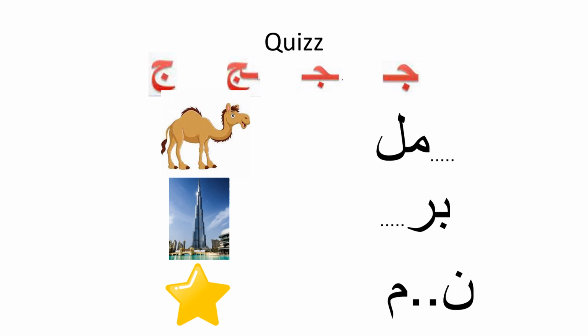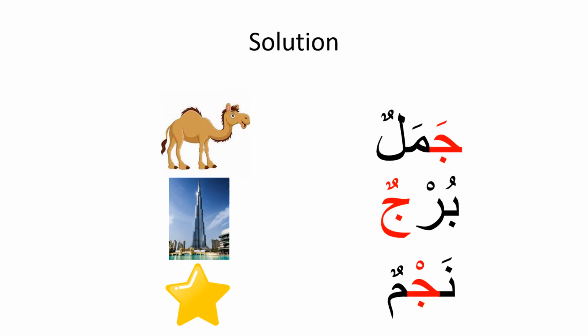For Jamal, we add this letter, Jamal. For Burj, we add this letter. We are not connecting it to the Ra because we don't connect the letters with Ra. And at the end, we have Najm. Najm, we can put Jeem at the middle of the word. So this is Najm. This is how we write them.